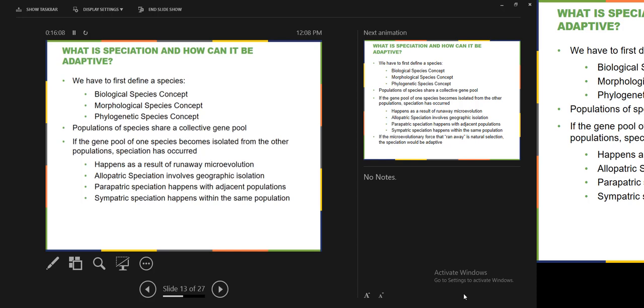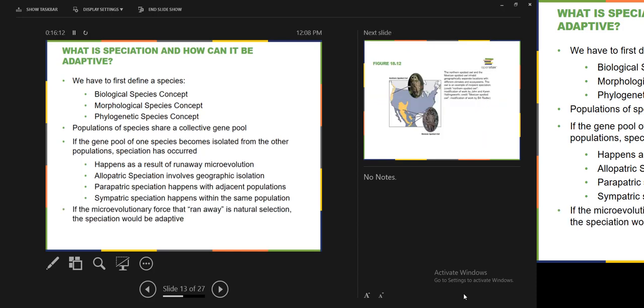but we're not building anything new or unique. Now, if the microevolutionary force that led to the reproductive isolation was natural selection, then we would call this adaptive speciation. Okay, remember, natural selection is the only adaptive evolutionary force. And so if it was natural selection that resulted in the reproductive isolation, we would call this adaptive speciation. Otherwise, we'd just call it speciation.